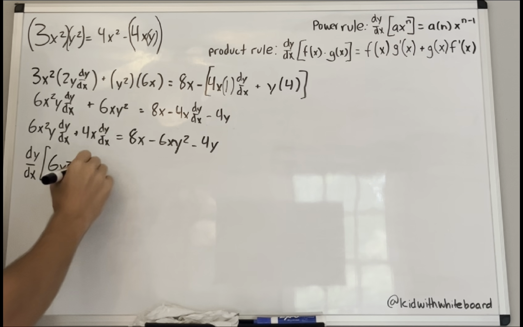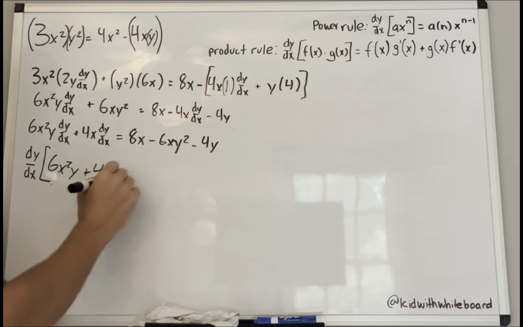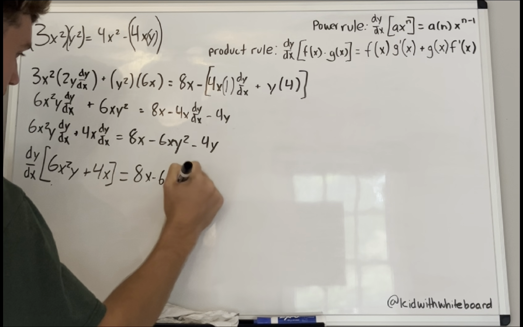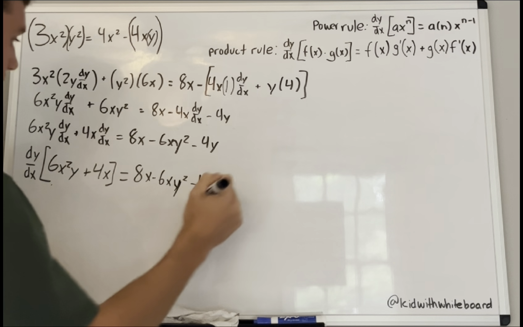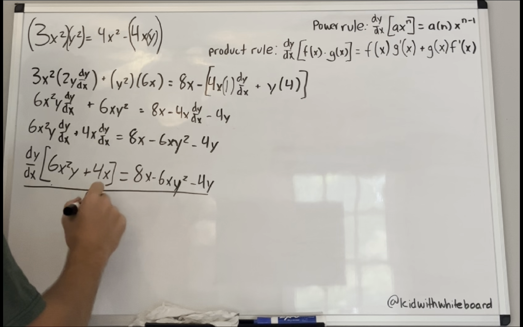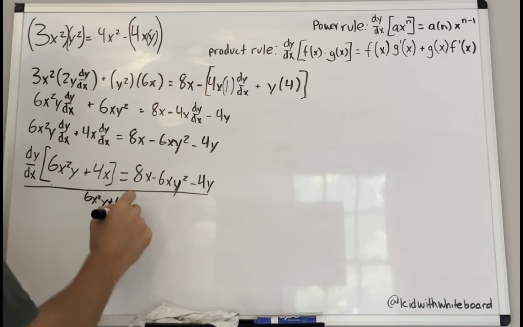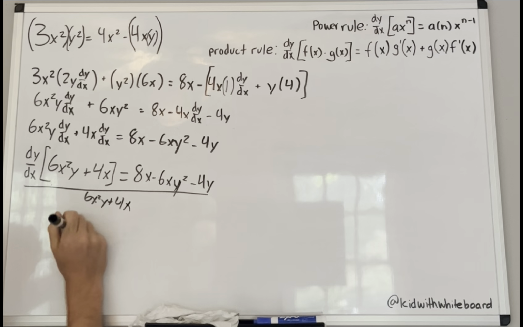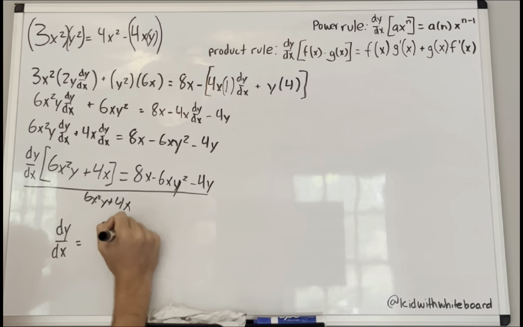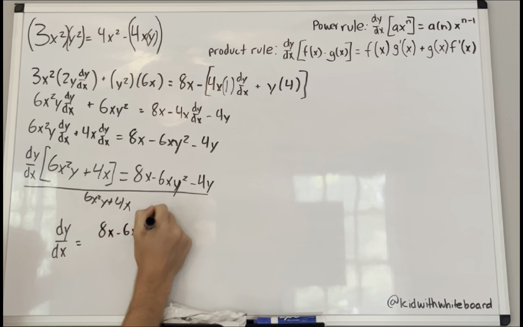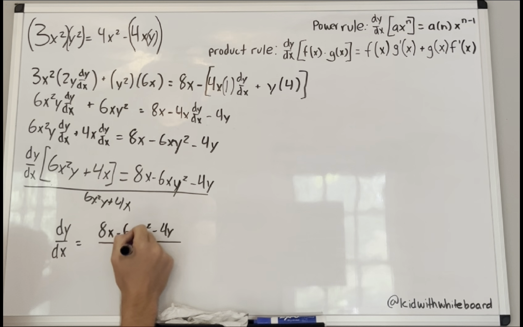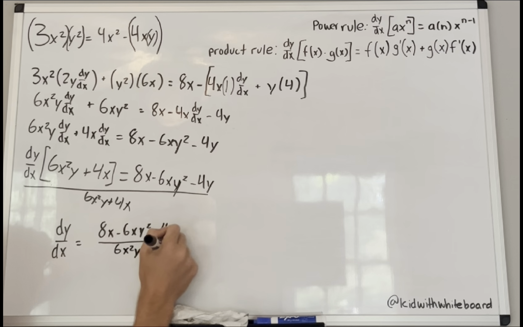6x squared y plus 4x equals 8x minus 6xy squared minus 4y, and then divide everything by 6x squared y plus 4x, and you get your final answer, which is dy dx equals 8x minus 6xy squared minus 4y divided by 6x squared y plus 4x.